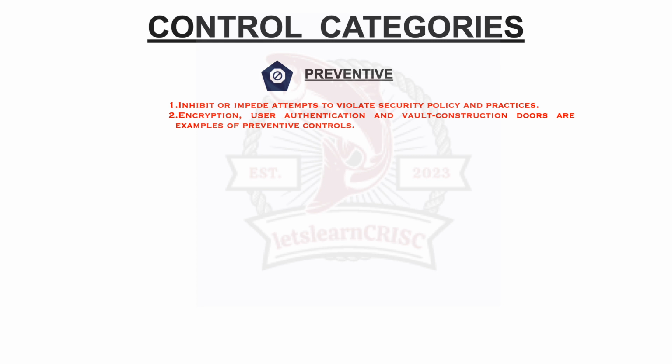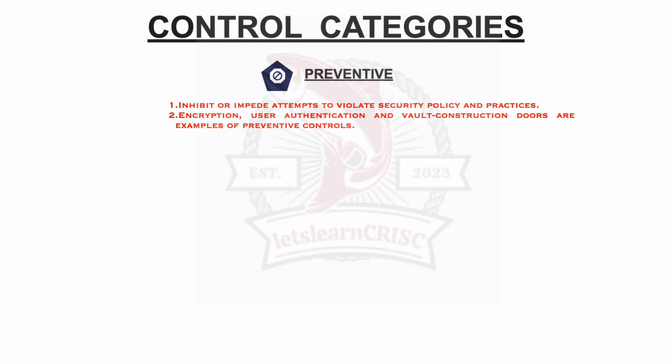Friends, this sentence outlines the purpose of preventive control in the context of security measures. It states that preventive controls are designed to inhibit or impede attempts to violate security policies and practices. The examples provided include encryption, user authentication, and the use of vault construction doors. In essence, preventive controls are implemented to proactively stop or limit unauthorized access or breaches by establishing barriers or deterrents.